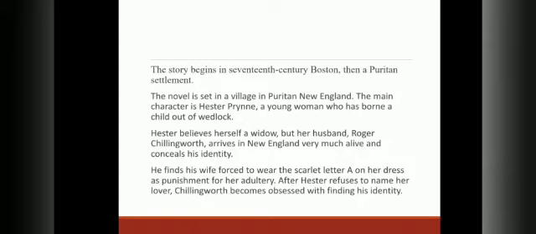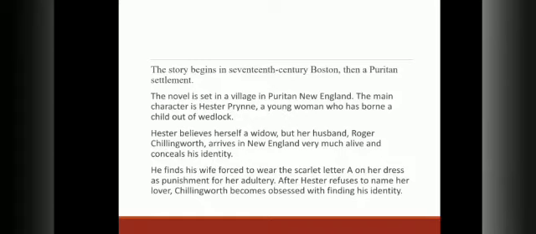With the help of Arthur Dimmesdale, the mother and the daughter stay in that cottage. Arthur Dimmesdale is a minister who appears to be suffering from a mysterious heart trouble.